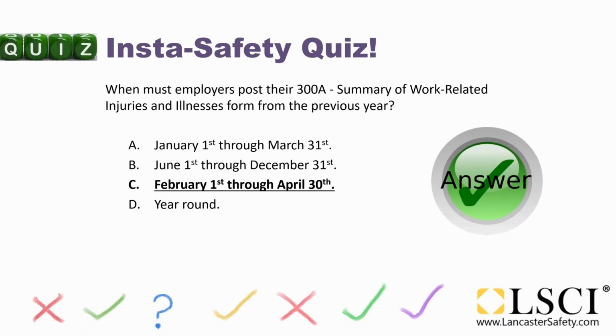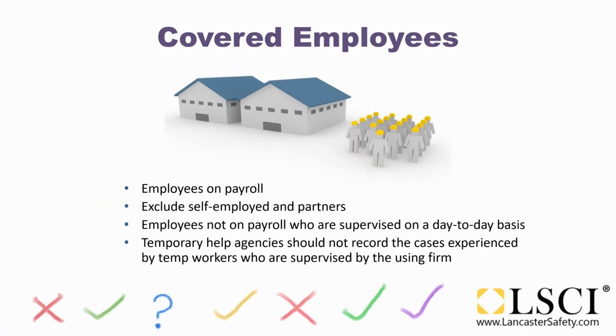All right, so the answer is C, February 1st through April 30th. So again, if you weren't sure of that or you didn't remember that from the information we went through, please write that down. Employers must post their OSHA 300A injury and illness log from the previous year in an area that all employees may view it. So this could be in a lunch or break room, and that's from February 1st through April 30th annually.